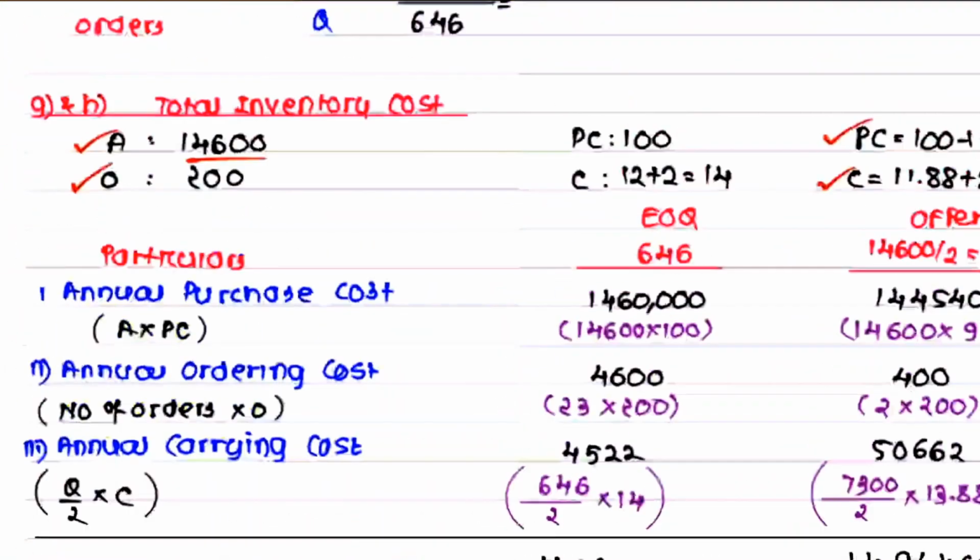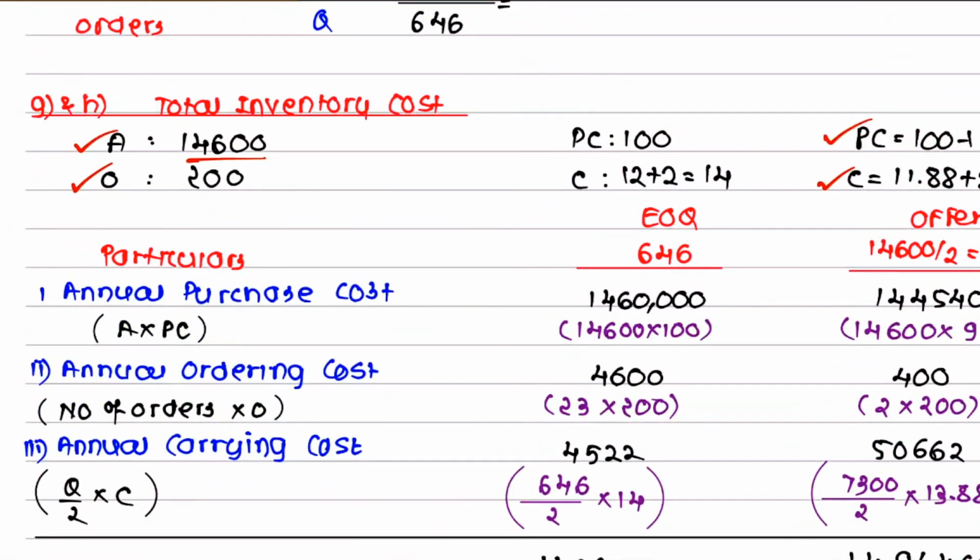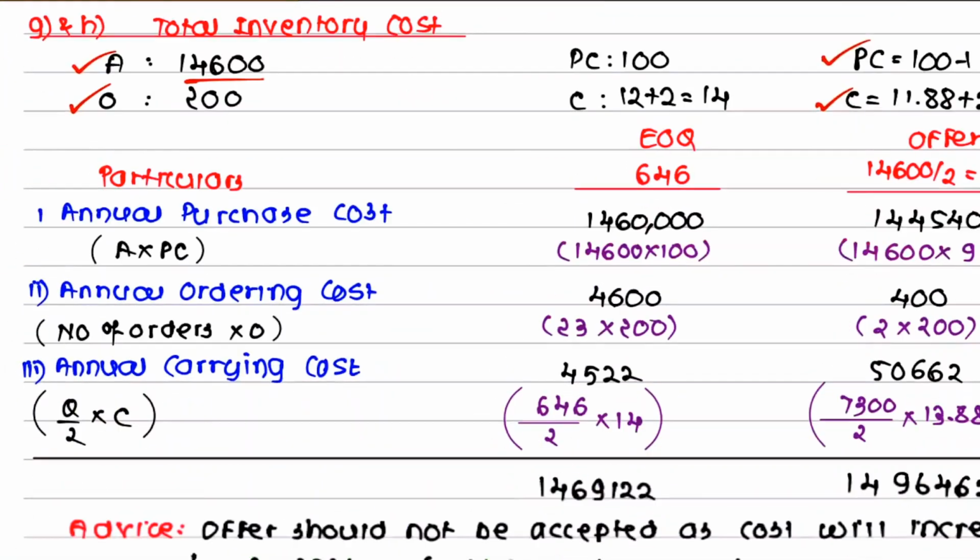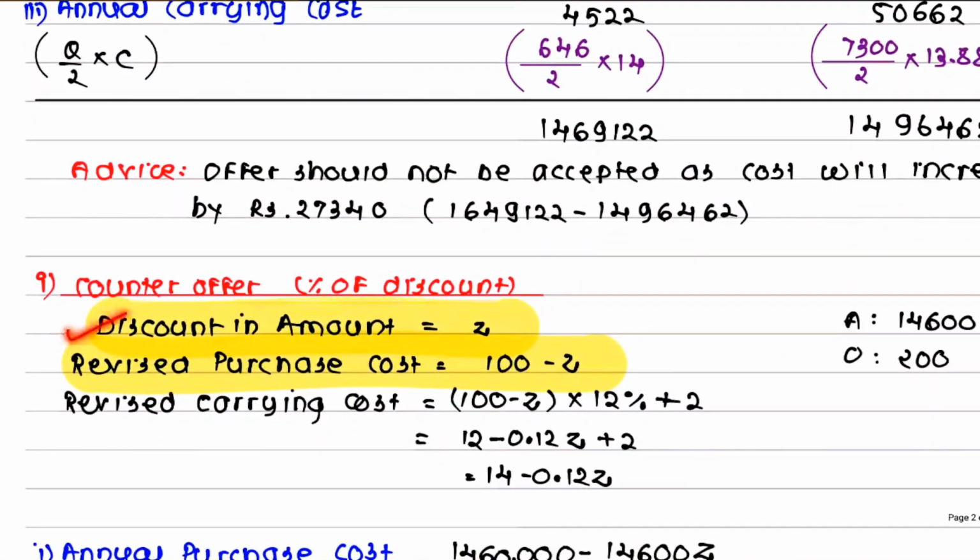I will assume how much discount I need, and I will assume that discount as Z. I have assumed this in amount. So 100 minus Z, I will get that amount. I need a discount of 1 rupee or 2 rupees, whatever. So what will be your revised carrying cost? This is your revised purchase price.